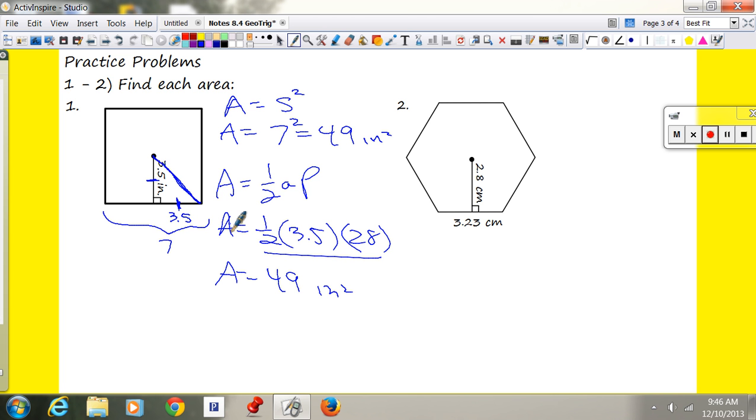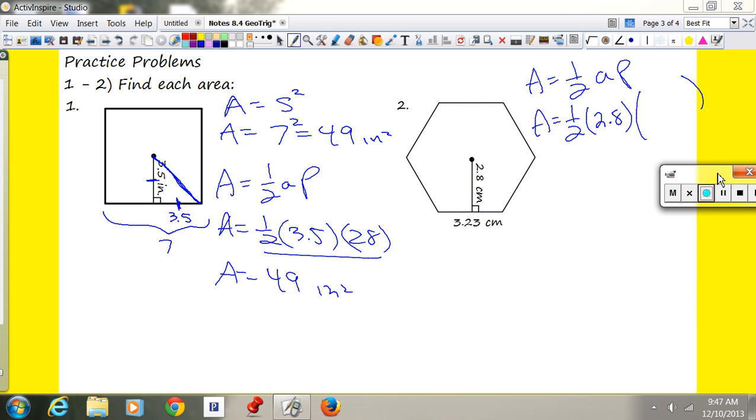Now, if you come to the regular hexagon, you need to use this formula because it is a regular polygon. You must use 1/2 times the apothem times the perimeter. They give us the apothem, so let's get started by plugging in the apothem: 1/2 times 2.8. They don't give us the perimeter, that we need to plug in. What did they give us, though? They gave us the side length.